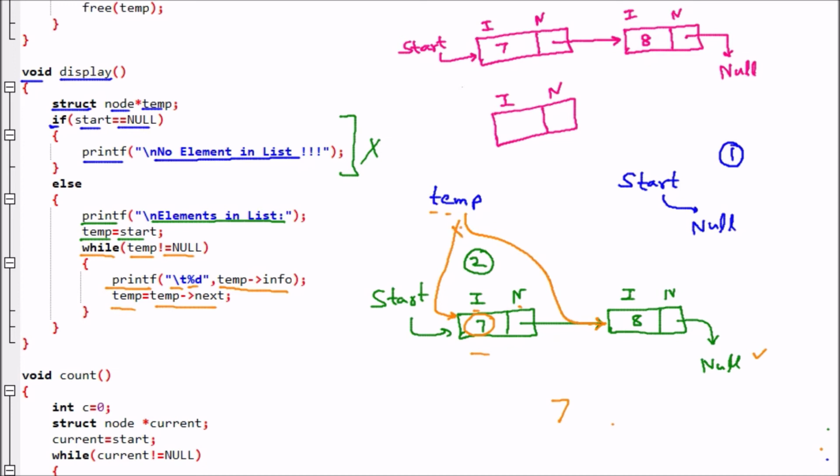So this pointer is now no more in existence, that is not required. Again it will go back. Is temp null? No. Temp is at the node number 8. So again those functions will work: printf \t for the tab space, then temp info. Temp info part is 8, so 8 will be displayed after a tab space. Now again temp is equal to temp next. So temp next is null.